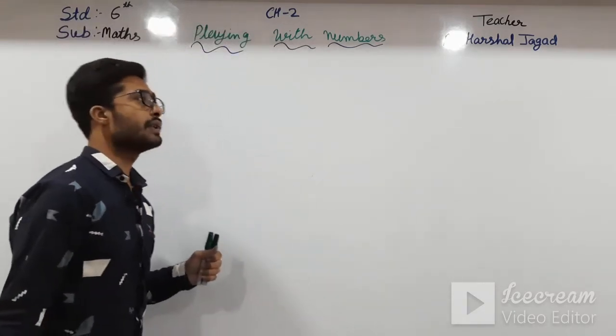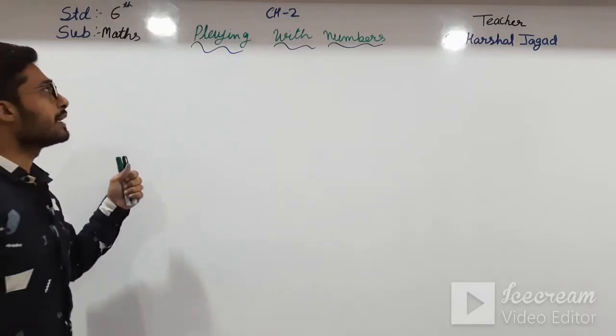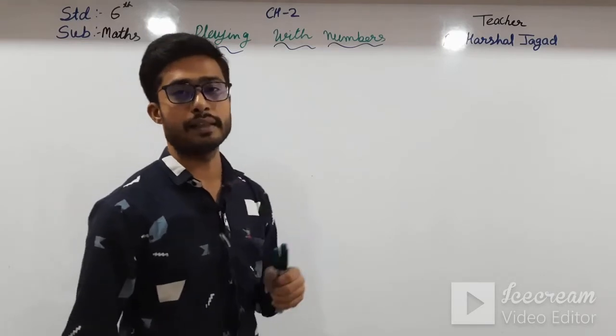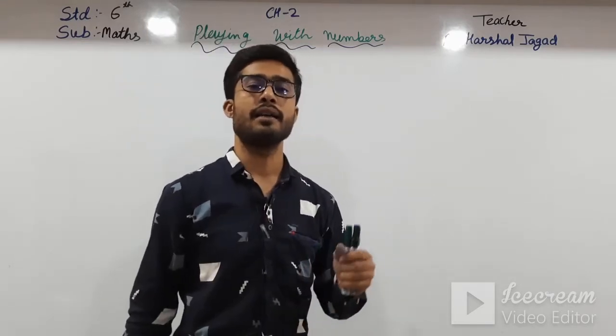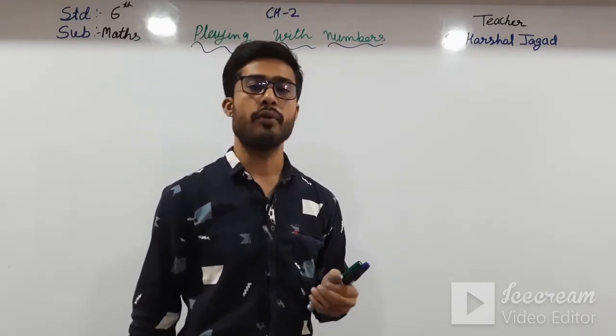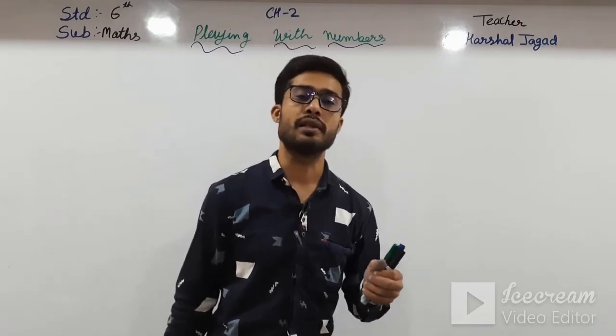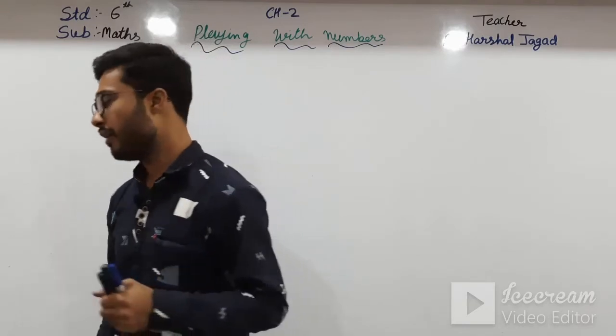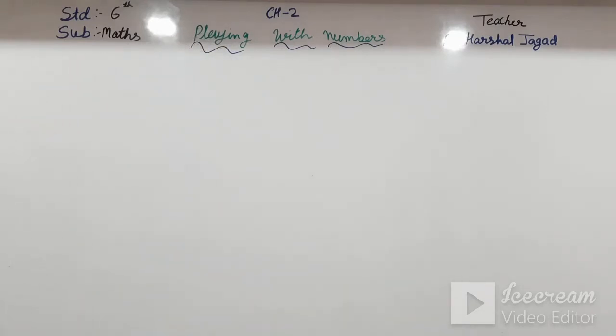So in the previous video we went through chapter number 2, Playing with Numbers. In that we saw the divisibility by 2, 3 and 4. Now we will go to divisibility by 5. Okay students, so how is it done, divisibility by 5. See here, there is an example of that, which we will do directly and then read the theory part.